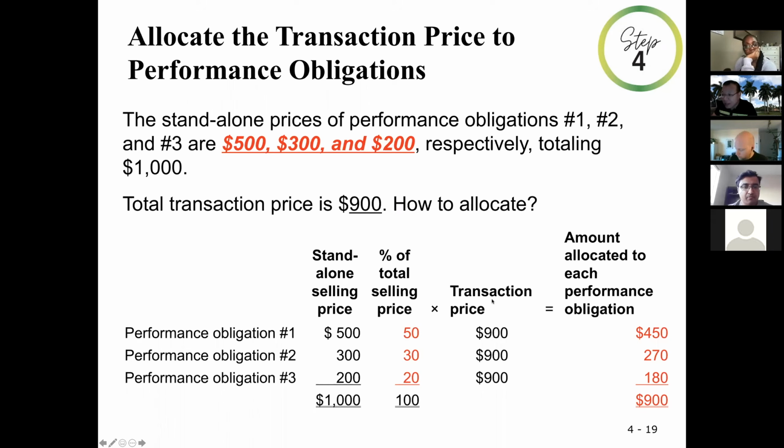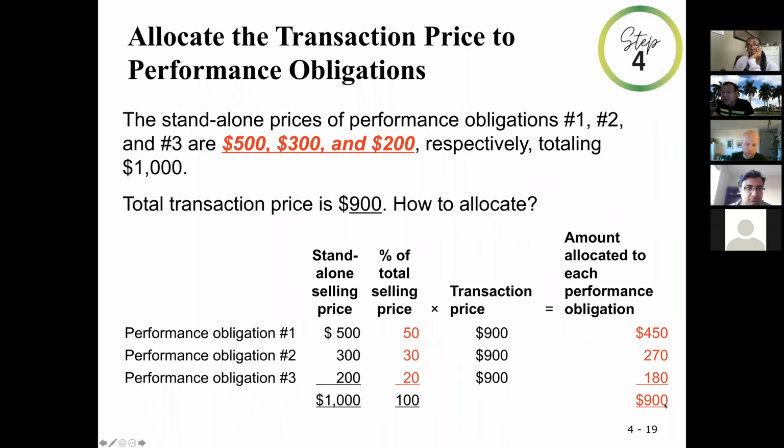Next, in my allocation, I'm going to use the same proportion. I'm going to apply the proportion against the transaction price, which is the $900. So for performance 1, it is 50%, I will get half of 900, which is 450. For number 2, 30%, I get 270. For number 3, 20%, I get 180. And the total is 900.